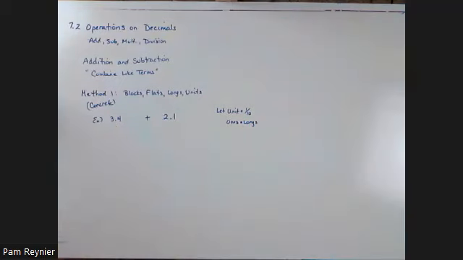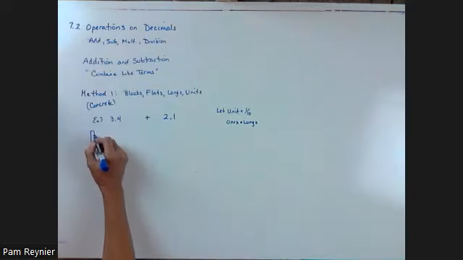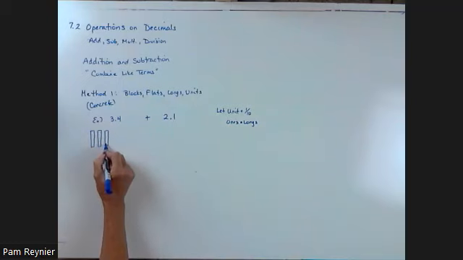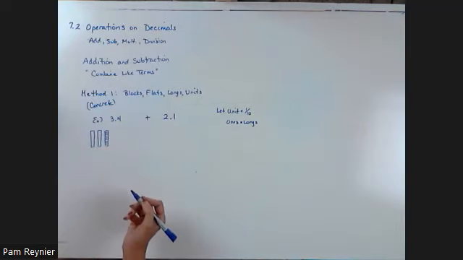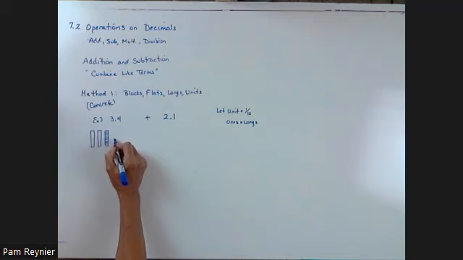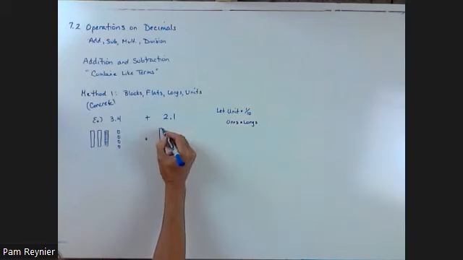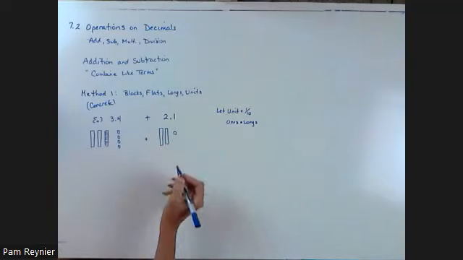So now our ones place value will be represented by longs. So let's take a look at these. Again, this is base 10. So if I have 3 longs, and each of these are divided into 10 sections, and I also have 4 units, I want to add to that 2 longs and 1 unit.